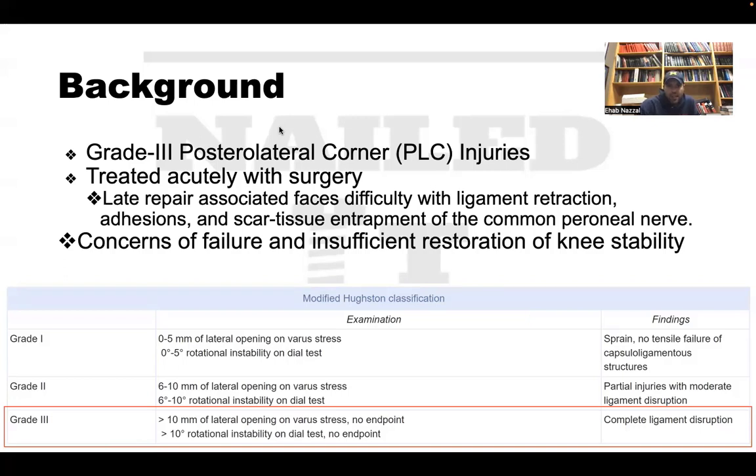Tyler did a good job here of including the definition of a grade 3 injury, essentially saying that there's complete ligament disruption. Like we talked about before, there's greater than 10 degrees of rotational instability on a dial test, and lateral opening on a varus stress of greater than 10 millimeters.